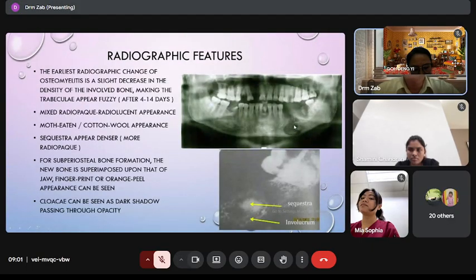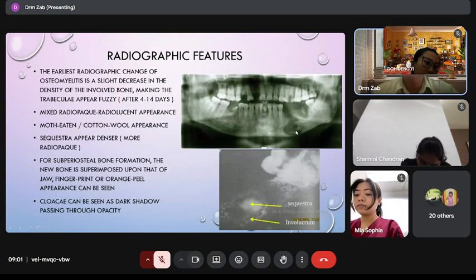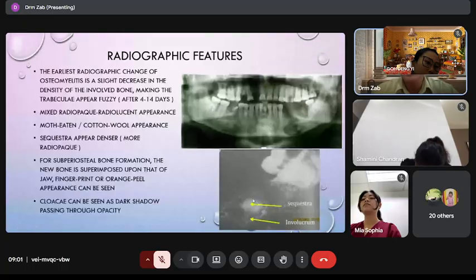So you have the sequestrum, which is separated from the surrounding bone. You have the involucrum, forming a layer on the existing bone and also surrounding the sequestrum, and also the cloacae. Again, there is the sequestrum. Look, it is very radio-opaque, very dense, and then you have the involucrum, the new bone surrounding the area and also the sequestrum.